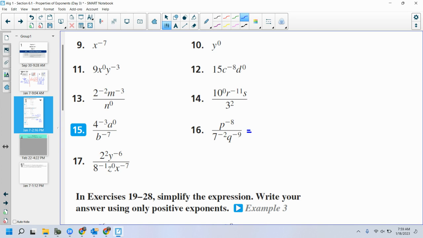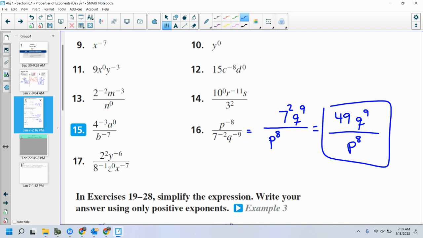For example, is P happy where it is? No. Goes down. Is 7 happy where it is? Nope. Move it up. Yeah, Q isn't either, right? Nobody's happy here. There's a lot of unhappy marriages. I know. So now we say 49 Q to the 9th over P to the 8th. Make sense? Yeah, as long as you don't get overwhelmed.